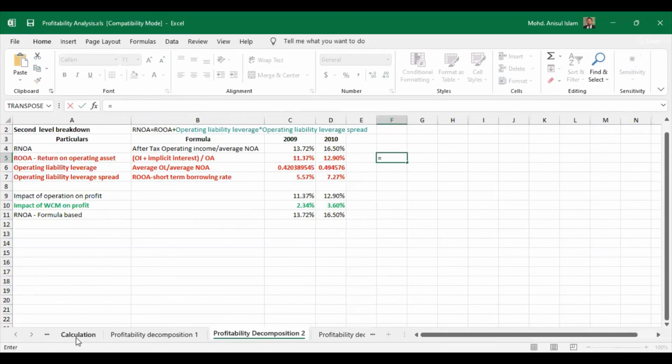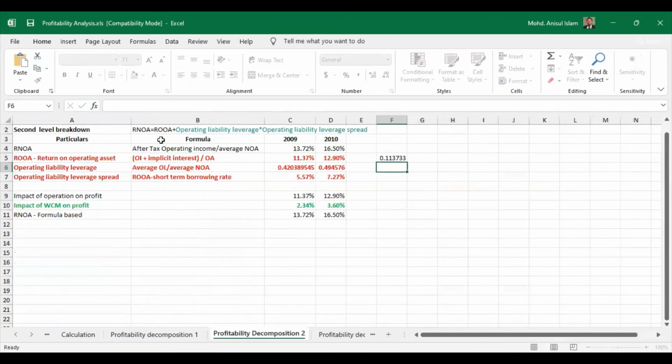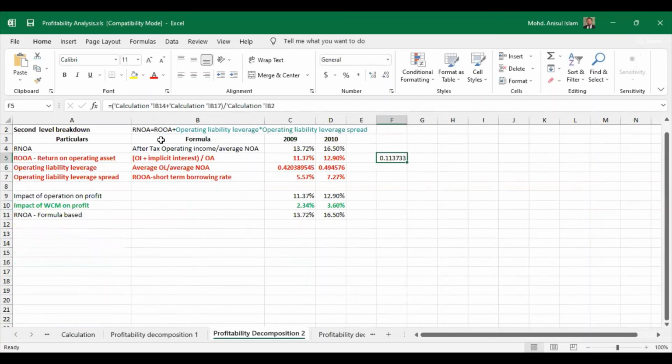From the calculation sheet, it starts with the first bracket. We have after-tax adjusted operating income, OI, plus implicit interest cost on operating liabilities, which we could avoid if we didn't have the operating liabilities. Now we divide this number by the total operating asset. Note that it is not net operating asset, it is total operating asset, the summation. So what is this? This is the return on operating assets. So we have calculated it.